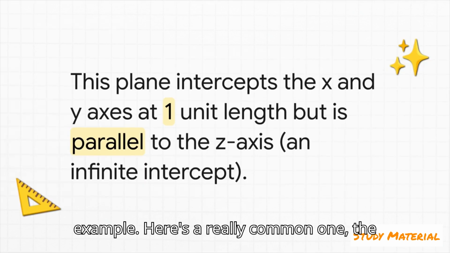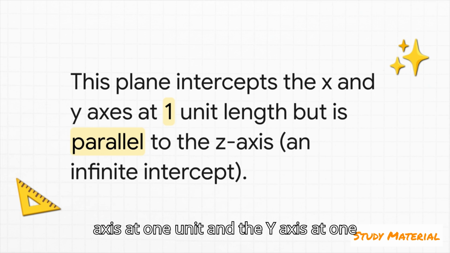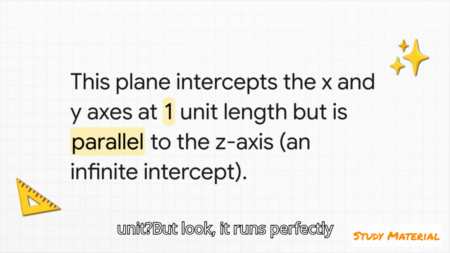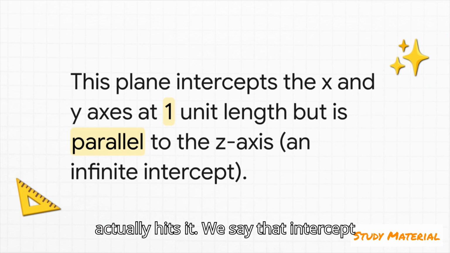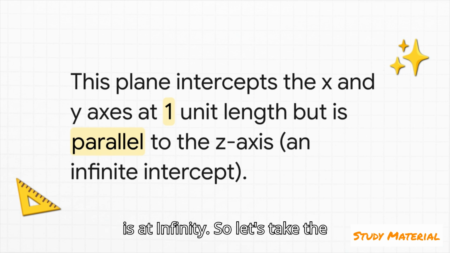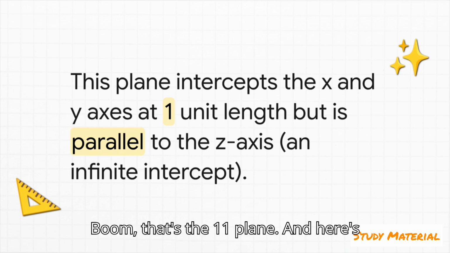Here's a really common one, the (110) plane. See how it slices through the x-axis at 1 unit and the y-axis at 1 unit? But look, it runs perfectly parallel to the z-axis, so it never actually hits it. We say that intercept is at infinity. So, let's take the reciprocals. 1 over 1 is 1, 1 over 1 is 1, and 1 over infinity is 0. Boom. That's the (110) plane.